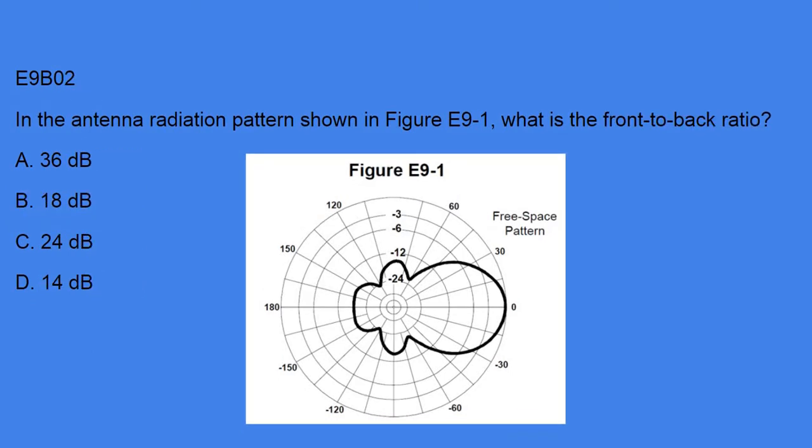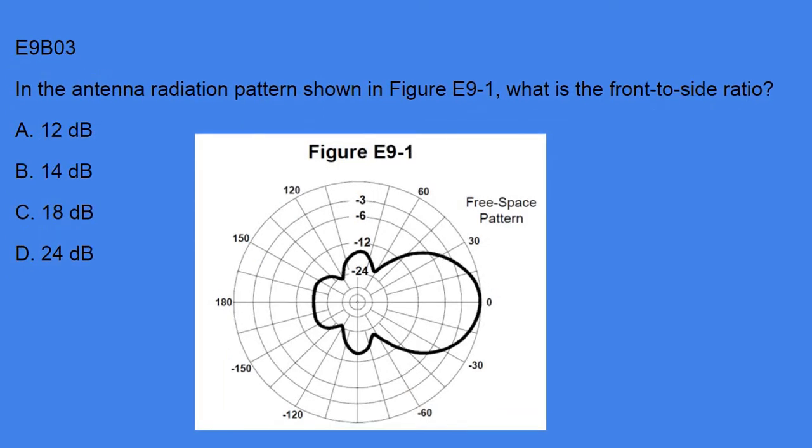E9B02, in the antenna radiation pattern shown in figure E9-1, what is the front to back ratio? That is 18 dB. E9B03, in the antenna radiation pattern shown in figure E9-1, what is the front to side ratio? That is 14 dB.